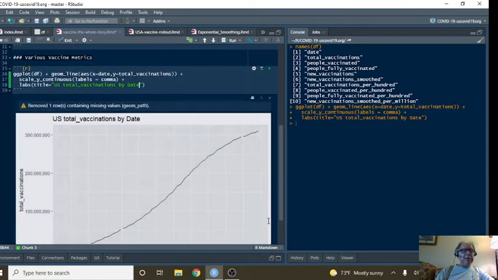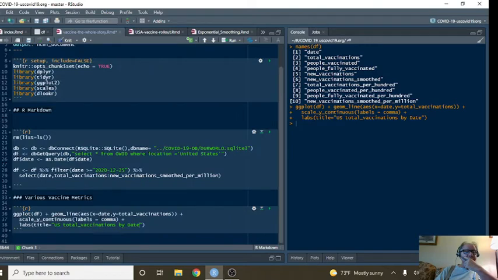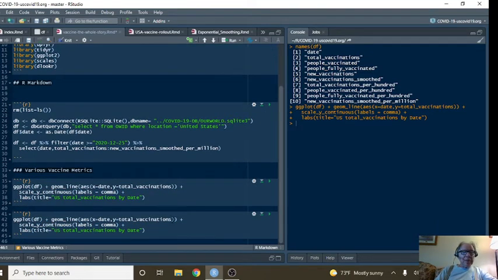So let's see what happens here now. So this must be the cumulative totals. Okay. All right. Let's come back down here now. Plot the next one. So this must be total doses.